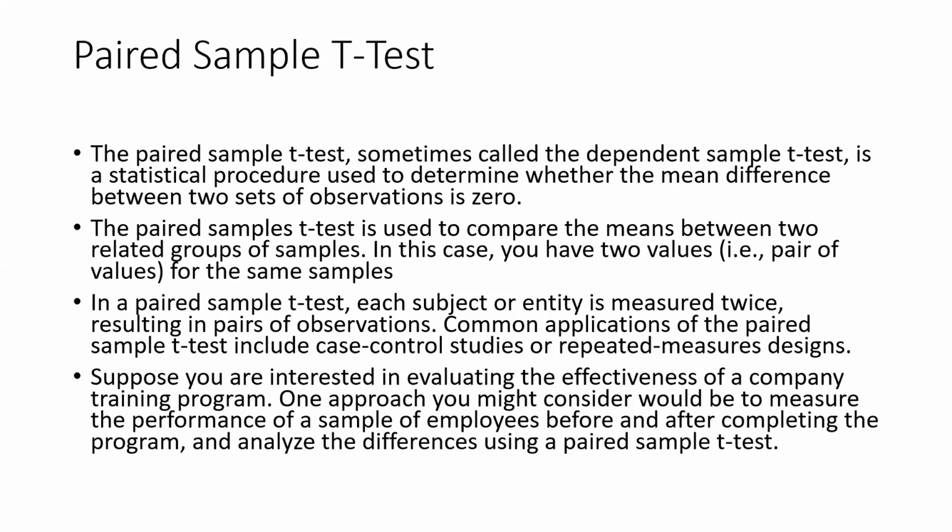The paired sample t-test is sometimes called the dependent sample t-test. It's a statistical procedure normally used to determine whether the mean difference between two sets of observations is 0. It is used to compare the means between two related groups of samples. In this case, you have two values for the same samples. In a paired sample t-test, each subject or entity is measured twice, resulting in pairs of observations. Common applications include case control studies or repeated measure designs. I'll give us maybe two or three examples so that you fully understand it.